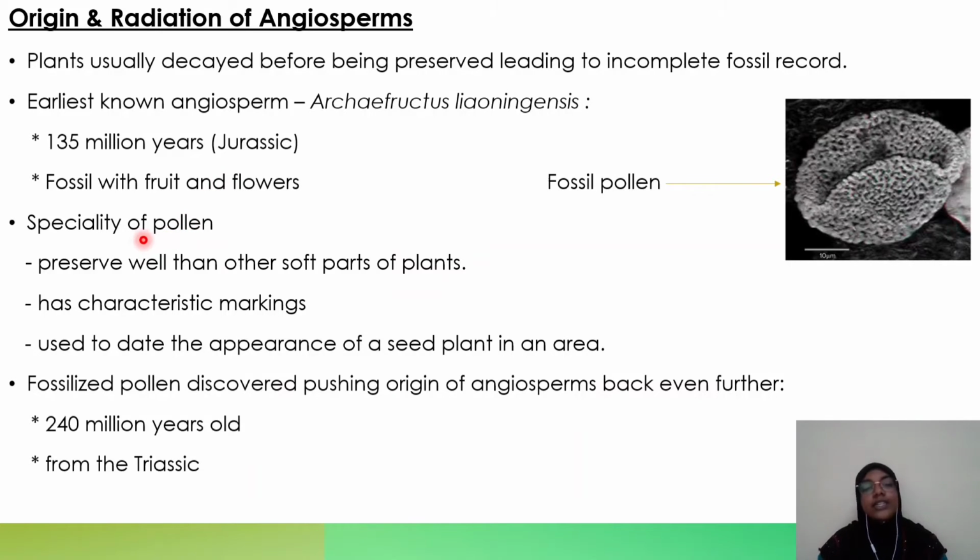And then after that, they discovered pollen. Pollen can preserve better than other soft parts of plants and has characteristic markings. Fossilized pollen pushed the origin of angiosperms back even further. At first they discovered the early angiosperm from 135 million years ago, right? But since they got to know about this pollen, the origin of angiosperms was pushed back even further, to 240 million years ago, in the Triassic.